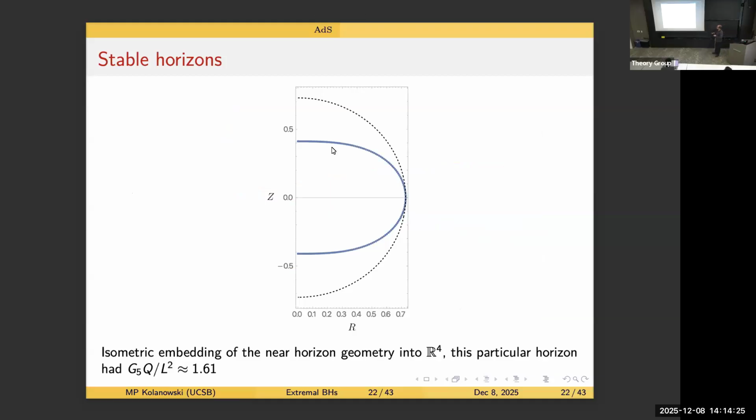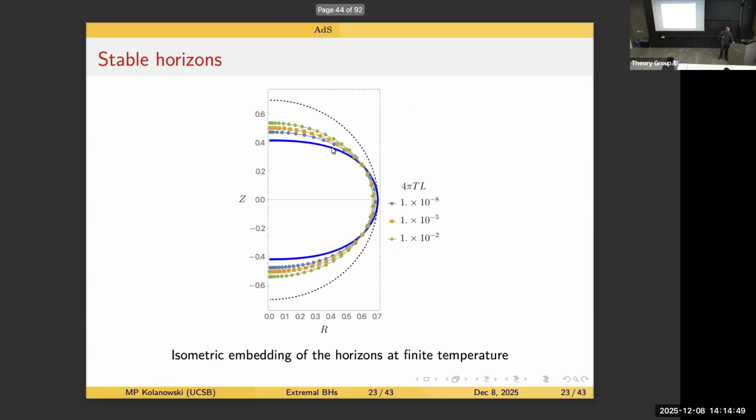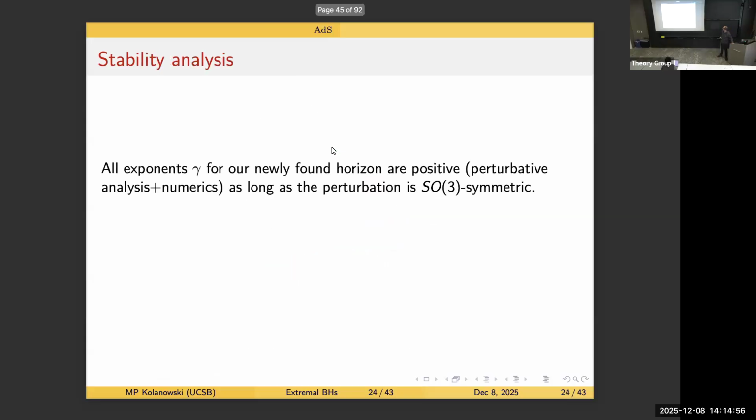How these solutions look is that they are quite flattened. So at first we called them pancake horizons, but actually if you go to sufficiently large charges, they're not even flat, they actually have negative curvature at the poles. So they have positive curvature around the equator and negative curvature at the poles. Okay, here's again how they actually look if you try to embed them.